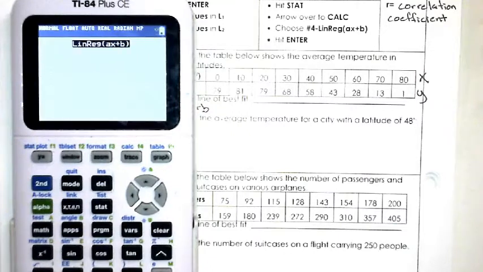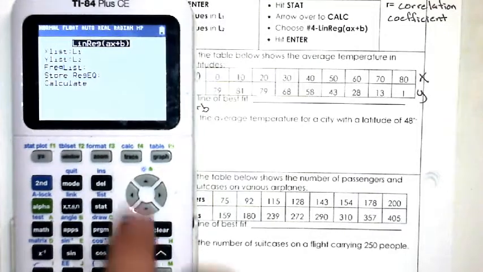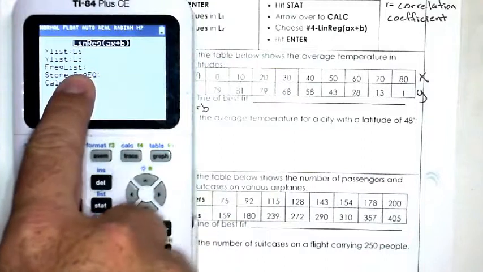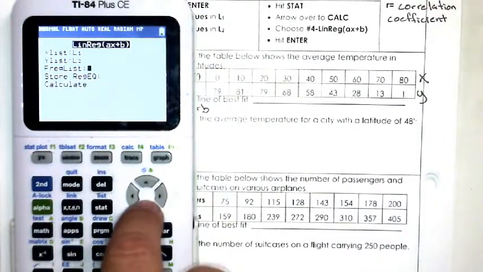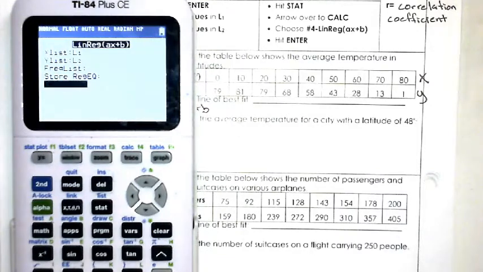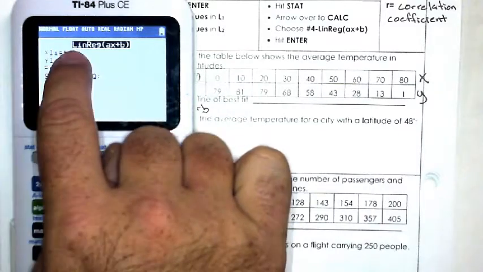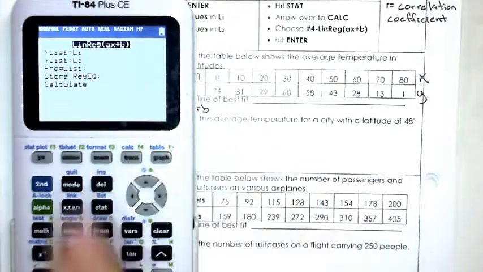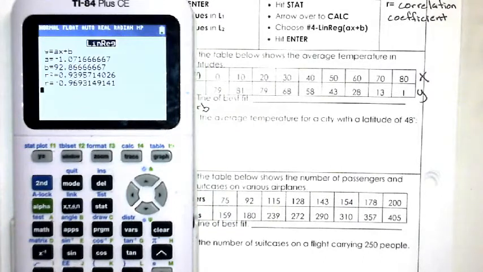Now, once you go over number 4, hover over it, hit enter. Now, this part, in the past, they used to say just hit enter 5 times. You don't have to hit enter 5 times. You can just scroll down to calculate. This is just to make sure that it's saying my x's are list 1, my y's are list 2. And then I'm going to hit enter to calculate. And then I should have 4 different variables presented to me. Does everyone have a, b, r squared, and r?